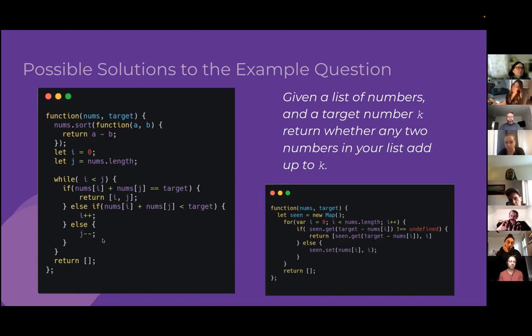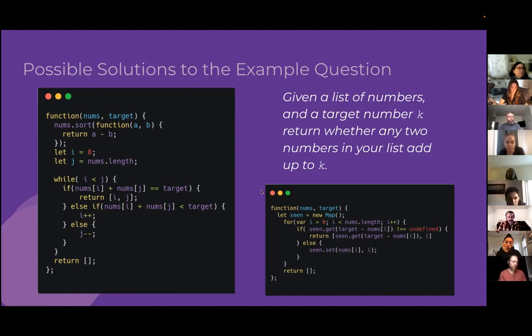So by decrementing j, we know that the next value that is accessed by index j is going to be smaller. Vice versa, if it is actually smaller than the target, we know that we need to get a bigger number. So then we increment i, because i was at the beginning. So by bumping it up, the next number that we get should be bigger. And then we keep iterating through bumping these counters until we get to a point where we find the solution, or we don't find any solution and we return an empty array.